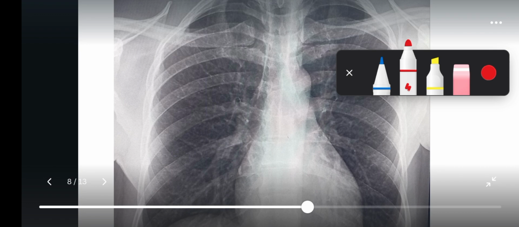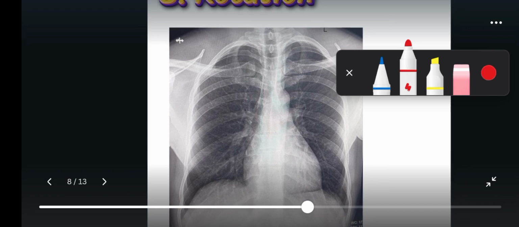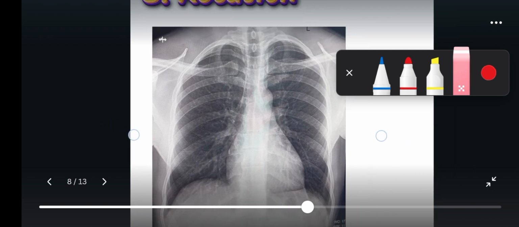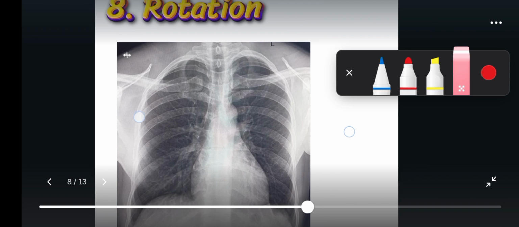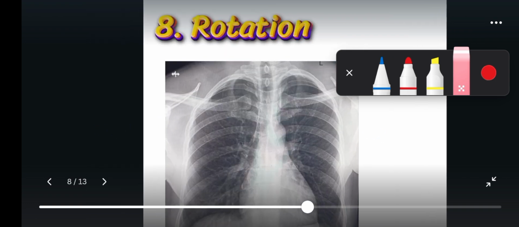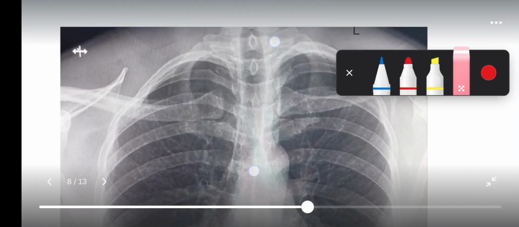Then we'll compare the two sides. If this one is greater than this one, that means the patient is rotated towards the side that is greater. And so it will help us to know how to correct for rotation when we go to repeat the radiograph. But we only repeat the radiograph in cases of rotation when the rotation is gross. This kind of rotation is minimal, so there is no need of repeating the radiograph.